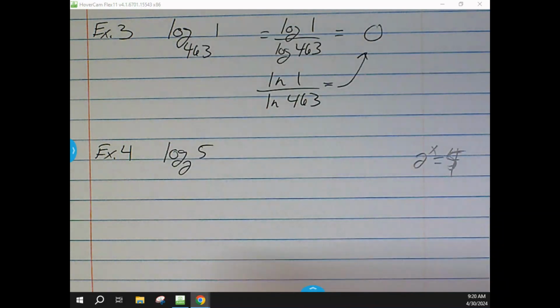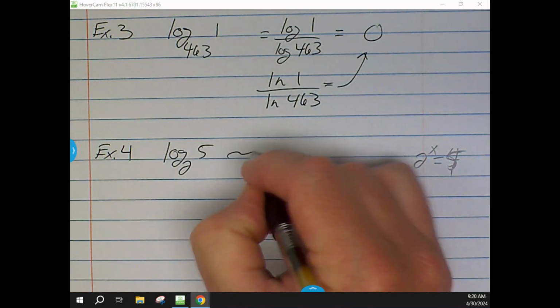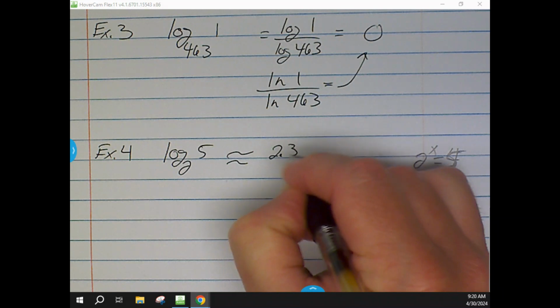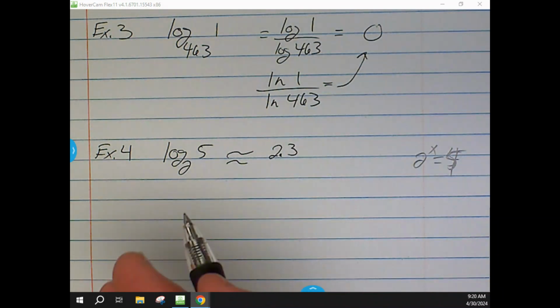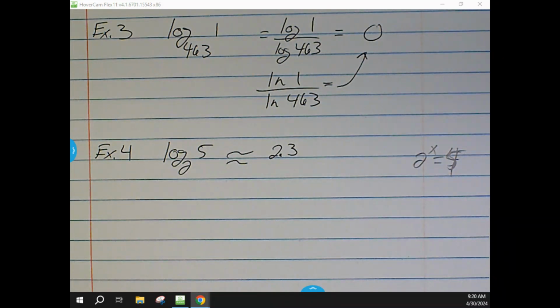So that's where this is really going to come in handy when we start solving equations. If this was 2 to the x equals 4, we've got it. But if it's 5, 6, 7, we don't know what that number is, and that's where the calculator is going to come in nice and handy.